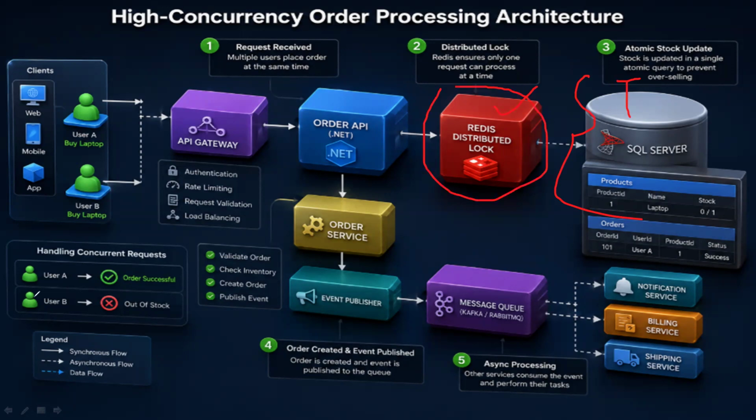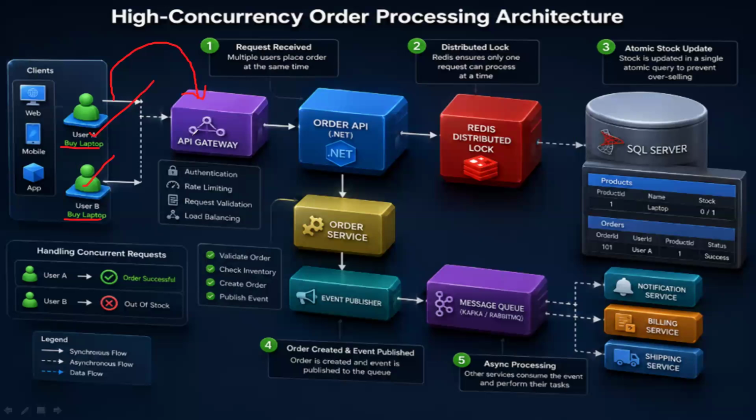Okay, we are getting confused, right? Let me clarify. For example, I have multiple users, user A and user B, trying to purchase a laptop. Where will this request go? API gateway. So what questions will come here? What is the difference between PUT and POST? PUT means update the data. POST means it is a completely new request. From the API gateway, the request goes to the Order API. So the interviewer will ask, what is an API gateway? Anybody can answer what is an API gateway?